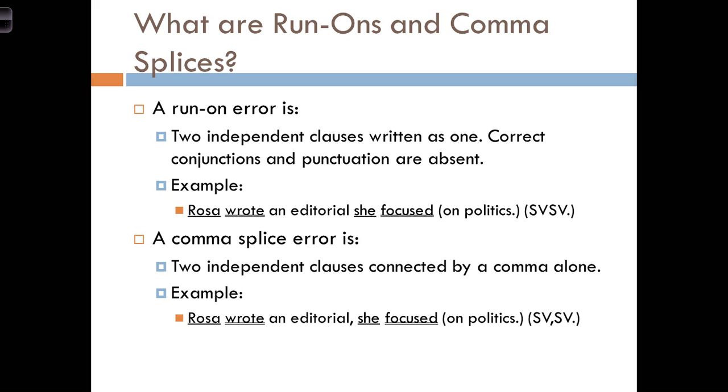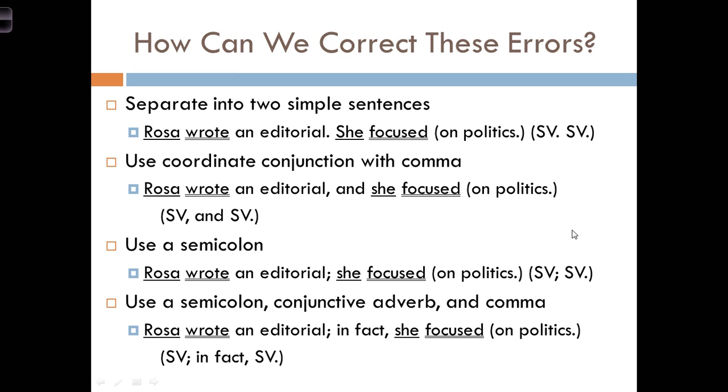So what do we do if we have a run-on or a comma splice error? Well, what we need to do is correct it. So we have various options for correcting these errors. We can separate them into two simple sentences. So we could use a period and make two simple sentences. Rosa wrote an editorial, period. Then start with a capital S, she focused on politics, period. So there we've got two simple sentences, subject, verb, period, subject, verb, period.